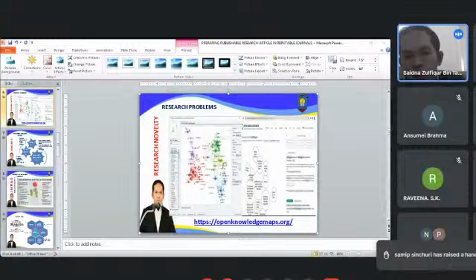And try to give some novelty in our research title. If we have in our result new things or new models, we have to put our novelty or new innovation in our research article, and also scope relevant to the research problem.